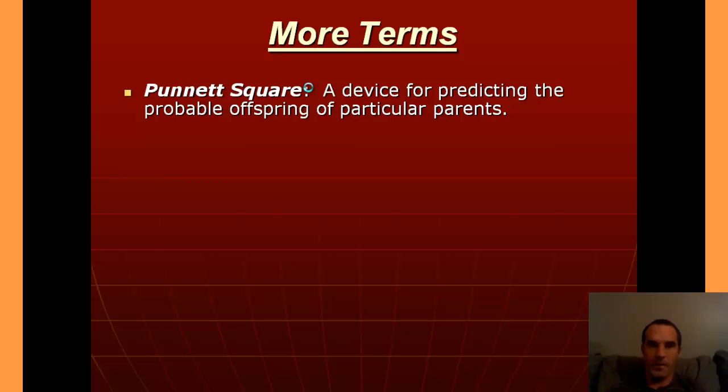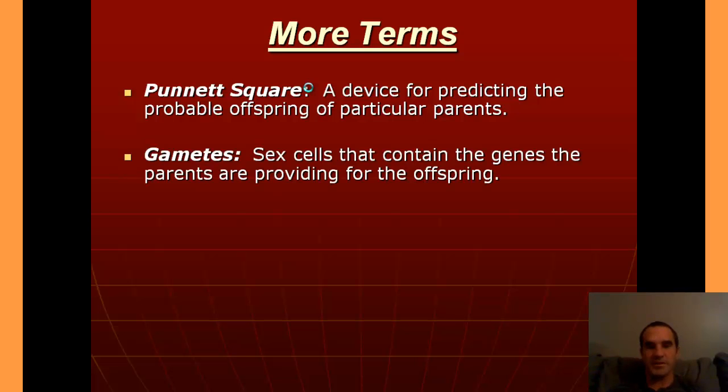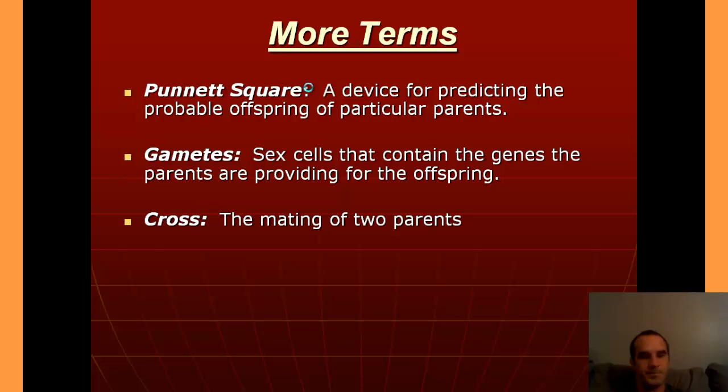So these are some new terms. Punnett square is a device for predicting the offspring of particular parents. It's the square with 4 boxes. Gametes are what we used to refer to as sex cells that contain the genes the parents are providing for the offspring. So if you're a female, you provide an egg. If you're a male, you provide sperm. And then the mating of 2 parents, we're going to call a cross.